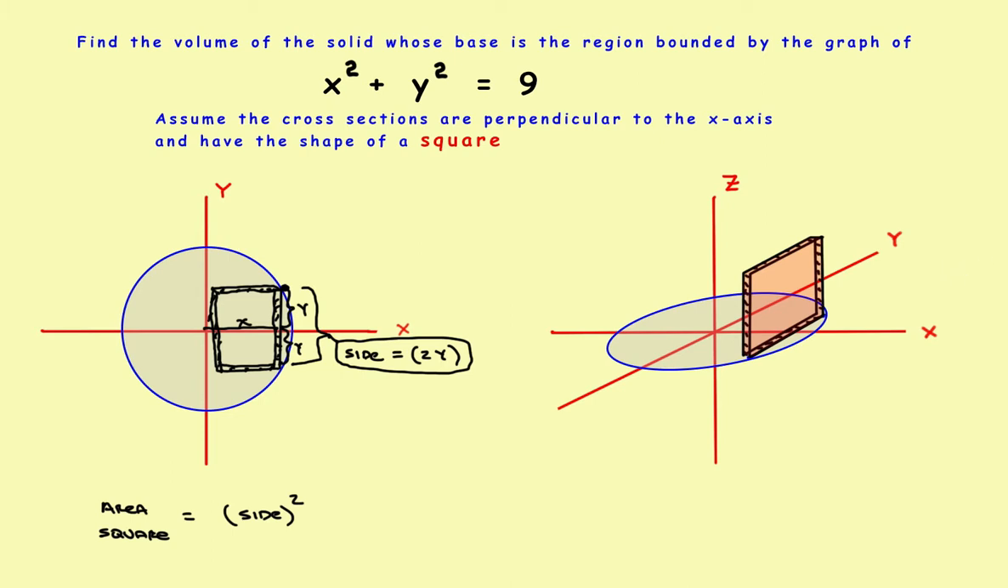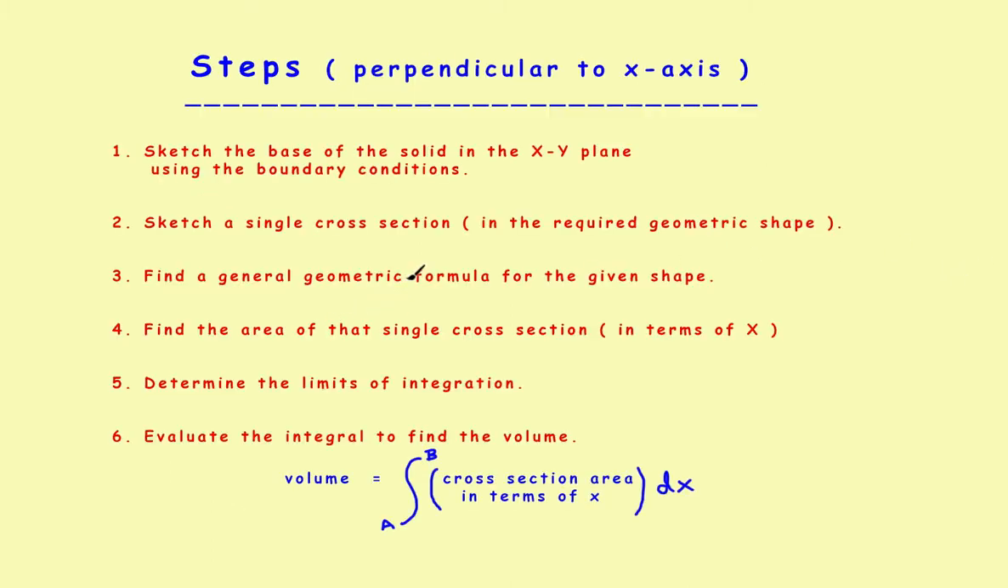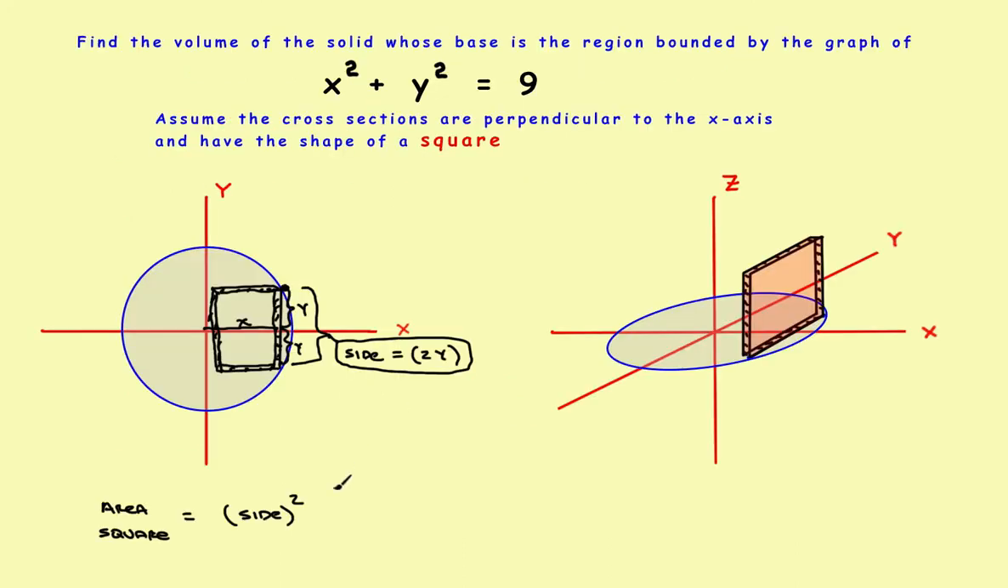So let's go back to our rules again. Again, we want to change it from a general formula into our particular problem. So what I've got here is the side squared, but the side is 2y. So in place of the side, I'm going to go ahead and put 2y, which agrees with my problem, squared. And if I square both those, I would get 4y squared. And this is the cross-section area.